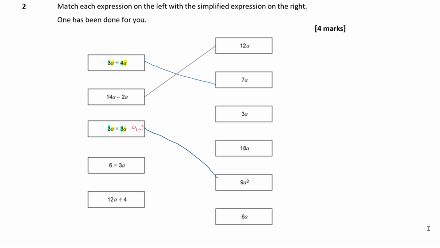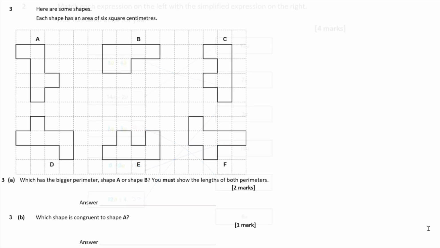6 times 3a, I've got 6 times 3, that's 18, and then an a on the end. So that's going to be 18a. So where's 18a? That's that one. And then finally 12a divided by 4. So 12 divided by 4 is 3, and then I've got an extra a. So it's going to be 3a. So where's 3a? Oh, it's up there. Okay, job done. Question 3, here are some shapes. Each shape has the area of 6 square centimeters.